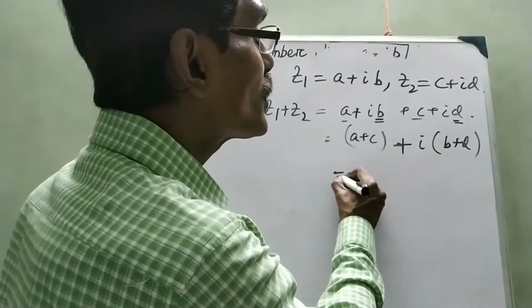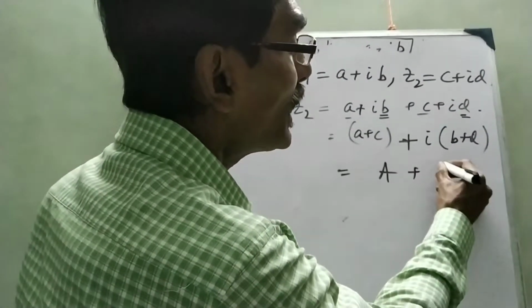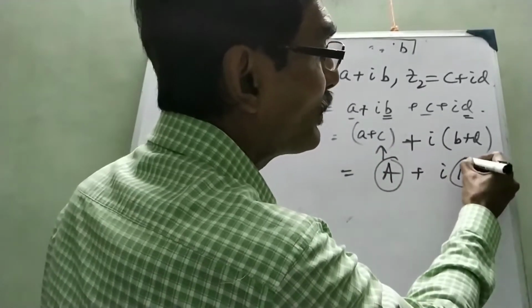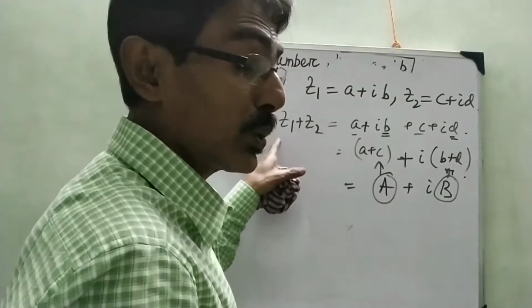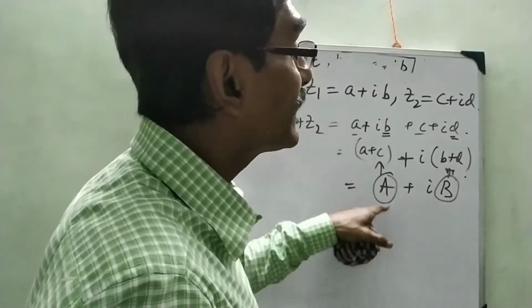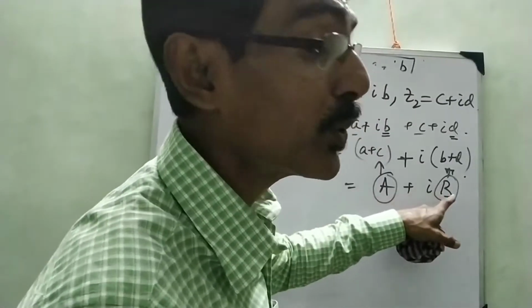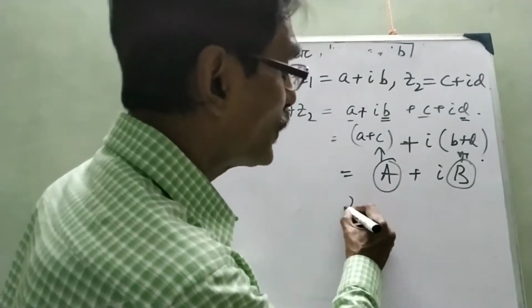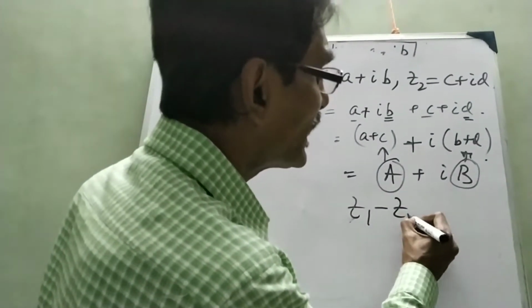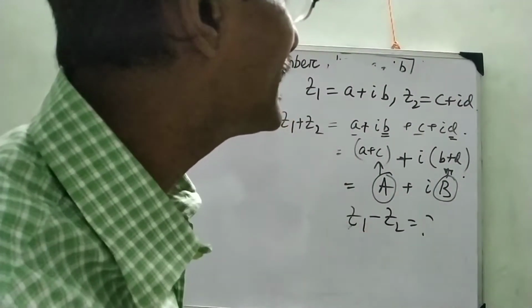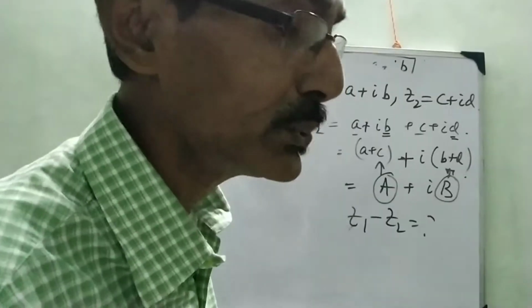The result is also coming in the form of A plus iB, where A is A plus C and B is B plus D. So, when we are adding two complex numbers, the resulting number is also a complex number whose standard form is also A plus iB form. Similarly, you can do for homework Z1 minus Z2. Well, the calculation exactly will be the same as this. I think you will be able to do it.